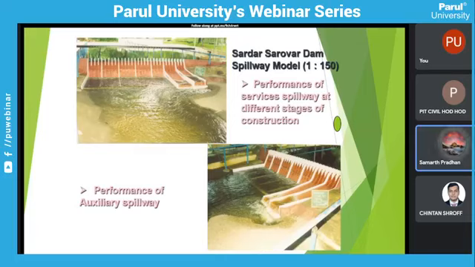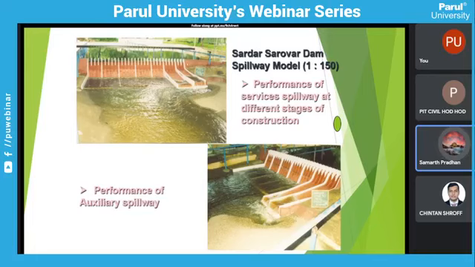Now I will show some pictures of projects which have been studied in the campus. So this is Ukai Dam. No, sorry, this is Sardar Sarovar Dam first. This model is prepared with the scale 1 in 150. The purpose was the service spillway at different stages of construction. These are the service spillways.